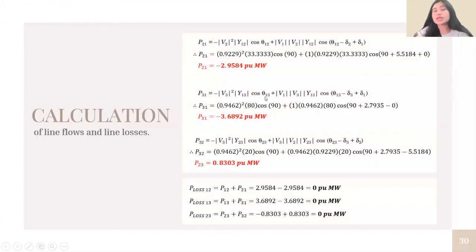So, basically, makuha natin yung value ng P-loss sa line 12, line 13, and line 23 by means of adding the values of the real power in line 1, 2, and the real power in line 2, 1. So, ang value na natin for P-loss 1, 2 is 0 PU MW. There are no losses, so that's ideal. Wala tayong losses, so 0 PU MW.